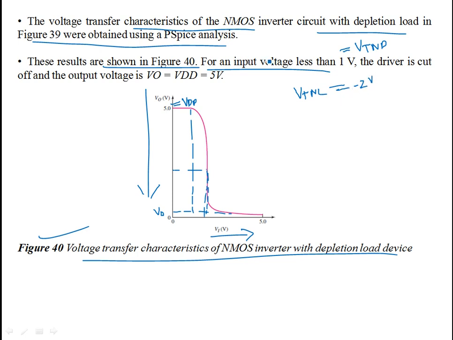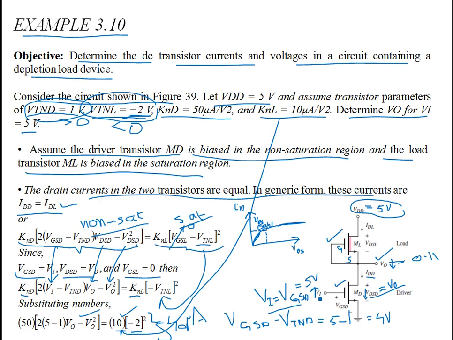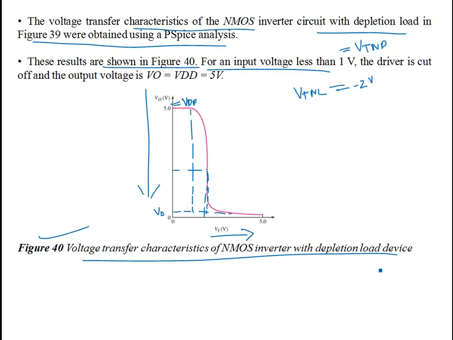So if your input voltage is less than 1 volt, you see over here in the circuit, the input voltage is less than the threshold voltage. Basically, your transistor is off. There is no current, so there is no drop across VDSL. So VDD is your output. For input voltage less than 1 volt, the driver MOSFET is in cutoff, and the output voltage is 5 volts.